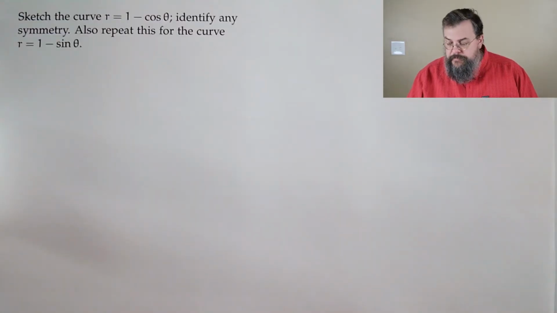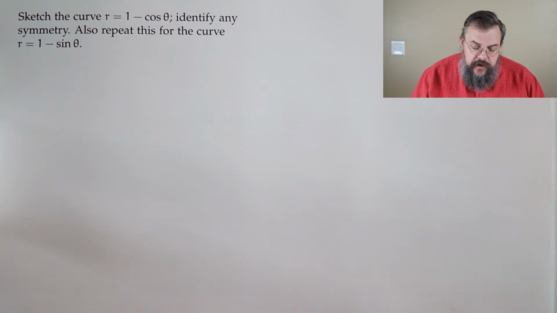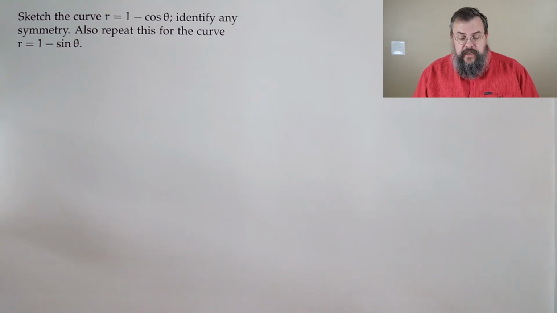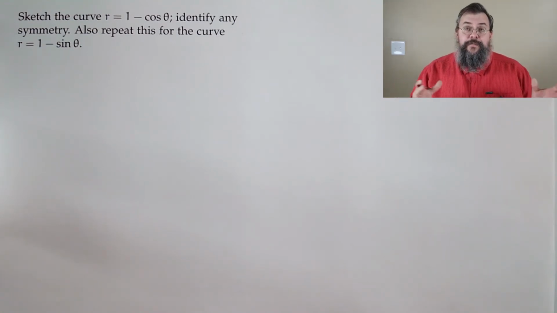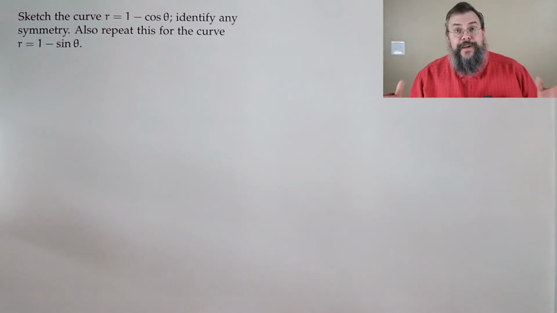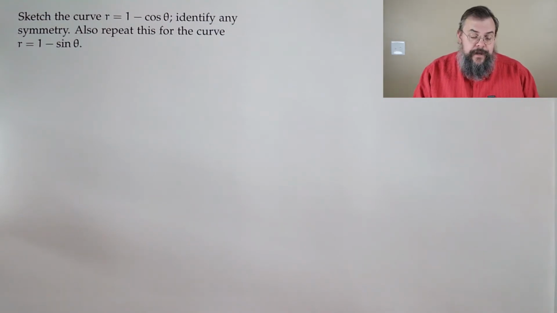Our first problem. Sketch the curve r equals 1 minus cosine theta and identify any symmetry. And also repeat this for the curve r equals 1 minus sine theta. Okay, cool. So, what are we after? Well, let's start with the 1 minus cosine theta, because after all, it did say to start there.